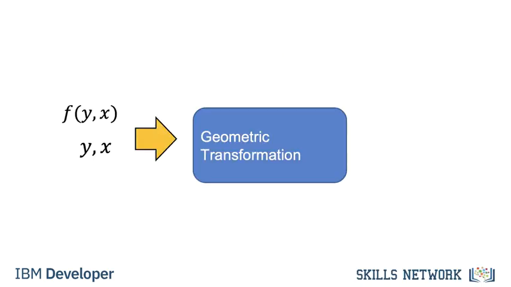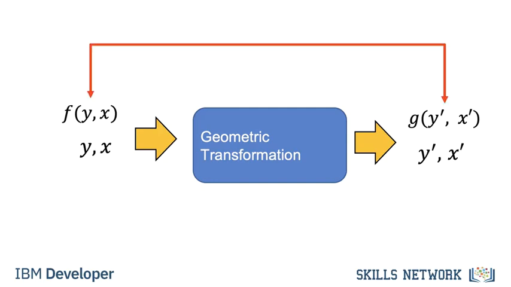In a geometric transformation, we change the coordinates of the image, x and y. The new image, g, is a function of x prime and y prime. G at x prime and y prime has the value of f corresponding to the values that have been mapped from x and y. We will deal with a subset of geometric transformations called affine transformations.